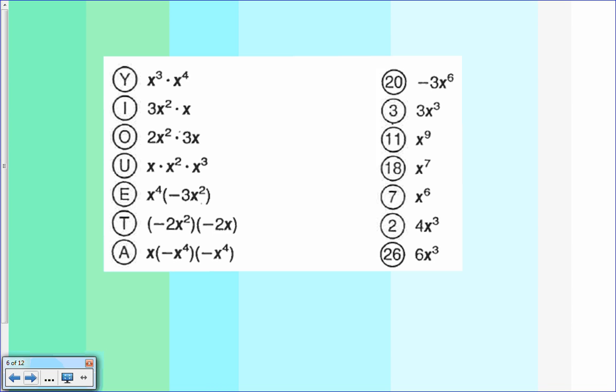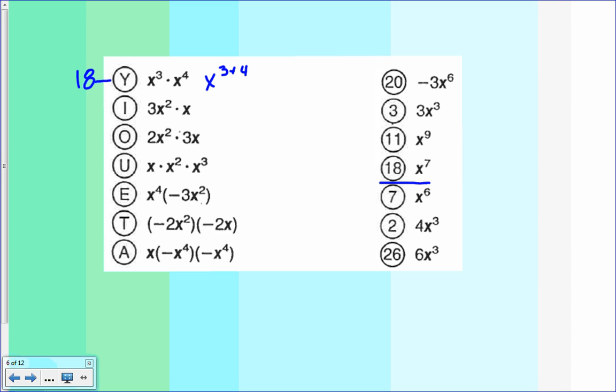So here I have x to the 3 times x to the 4. The rule that I'm going to apply is I'm multiplying powers with the same base, and so I add the exponents, and that's going to give me x to the 3 plus 4. So I'm looking for x to the 7th, which is right here. So that y and 18 go together.